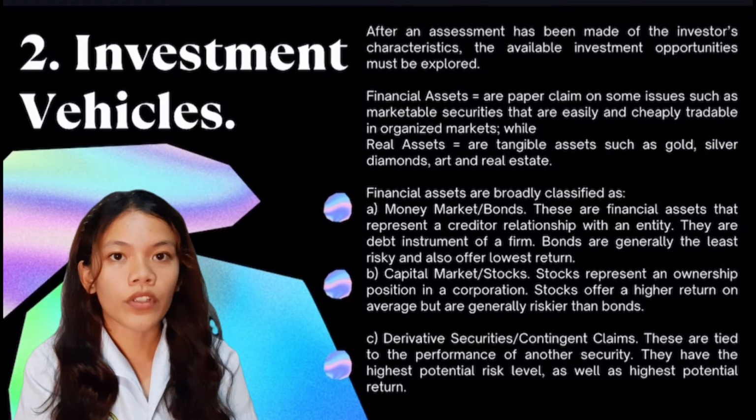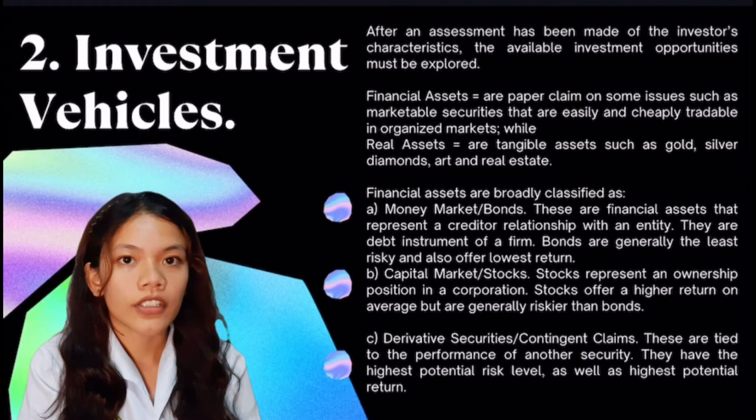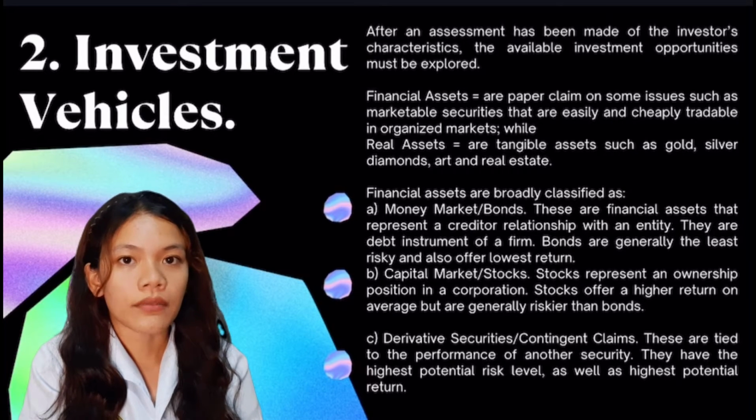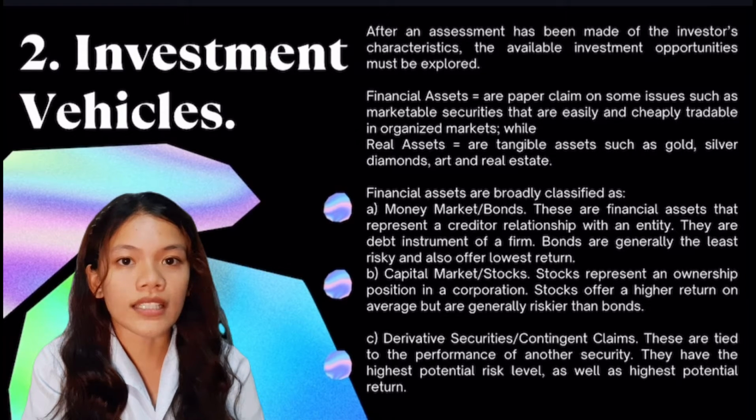Financial assets are broadly classified as money market and bonds, capital markets and stock, derivative securities, and contingent claims. Money markets and bonds. Money markets are financial assets that represent a creditor relationship with an entity. They are debt instruments of a firm. It is where short-term financial assets having maturity of 1 year or less are traded. Bonds are generally the least risky and also offer the lowest return when it comes to financial assets.